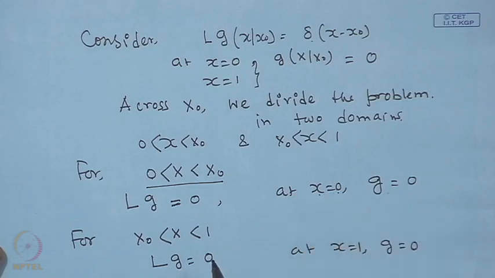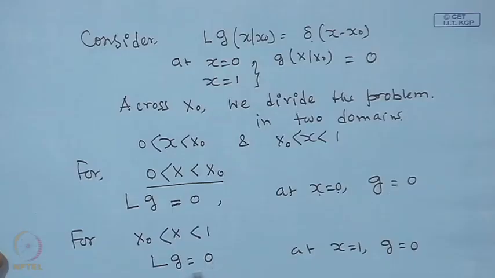Similarly, for the upper half solution between x naught and 1, we are not including x equal to x naught, we are excluding x equal to x naught. So, for the upper half solution, x lying between x naught and 1, the Dirac delta function is 0. So, we will be having L g equal to 0, and at x is equal to 1, we have the boundary condition.